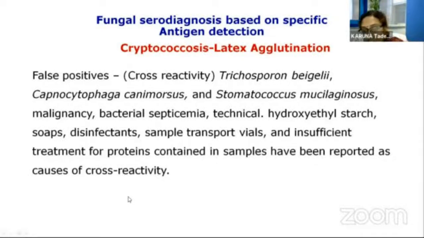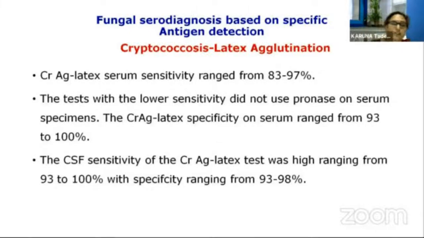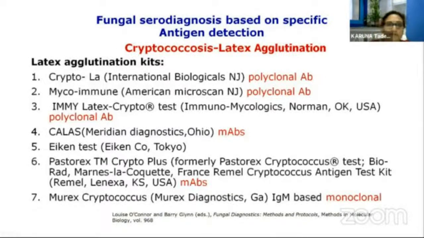So technically, there are a lot of steps in the latex agglutination test, and it had to be performed with a lot of care. The serum sensitivity ranged from 83 to 97%, and the tests with lower sensitivity did not use pronase. That is what was observed: where pronase was not used on serum specimens, the sensitivity was low. The cryptococcal antigen latex specificity on serum ranged from 93 to 100%. The CSF sensitivity ranged between 93 to 100%, with specificity ranging from 93 to 98%.